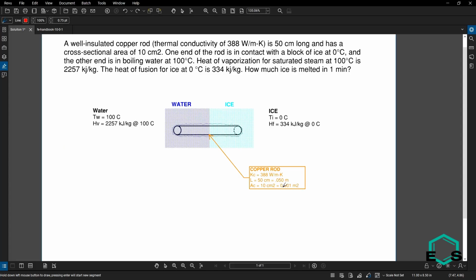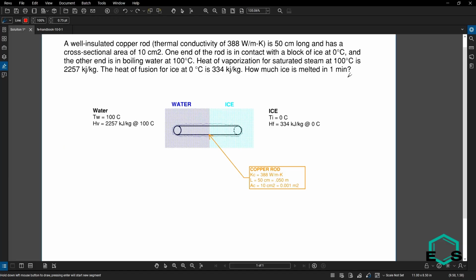One end of the rod is in contact with a block of ice. Okay, here's our ice, 0 degrees C, and the other side is in contact with water at 100 degrees C. They give us two values here. So heat of vaporization, liquid to vapor, right here, and then heat of fusion. The energy it takes to transfer from a liquid to a solid is the heat of fusion. So how much ice is melted in 1 minute?